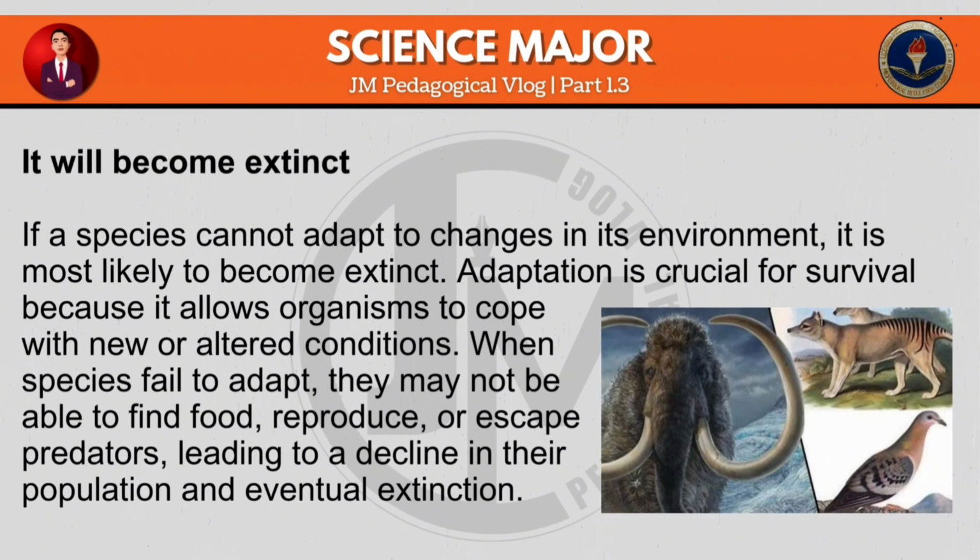If a species cannot adapt to changes in its environment, it is most likely to become extinct. Adaptation is crucial for survival because it allows organisms to cope with new or altered conditions. When species fail to adapt, they may not be able to find food, reproduce, or escape predators, leading to a decline in their population and eventual extinction.